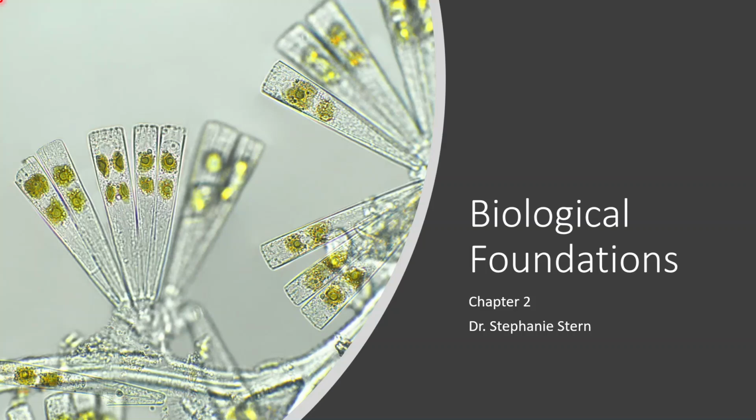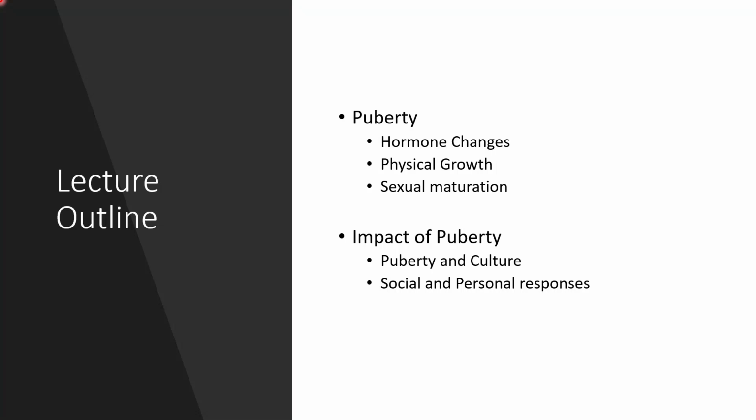Chapter 2 is going to cover some of the primary biological changes we see during the period of adolescence and emerging adulthood. Of course, since our course focuses so much on adolescence, the best place to start in terms of biological development is with puberty. Lecture video 1 will focus specifically on defining puberty, while lecture video 2 will look at the impact of puberty.